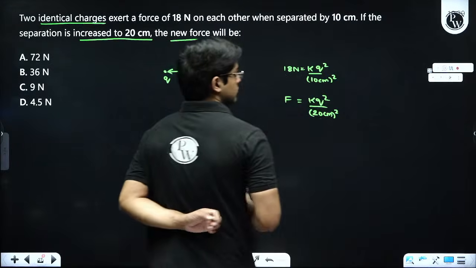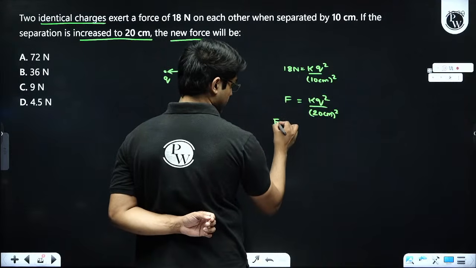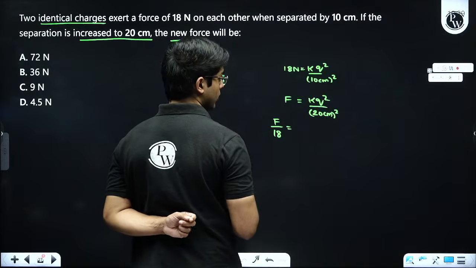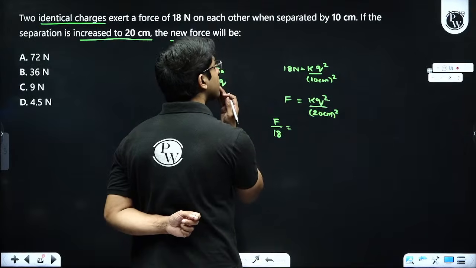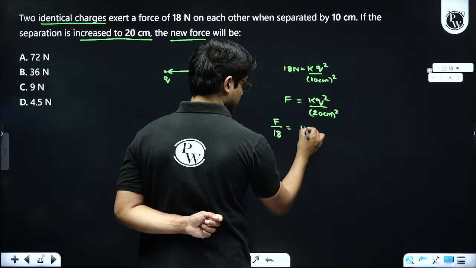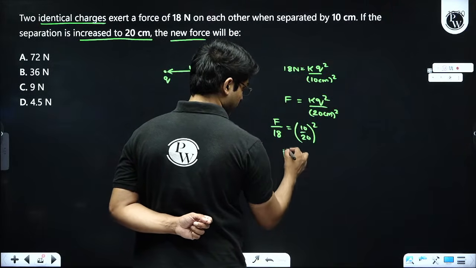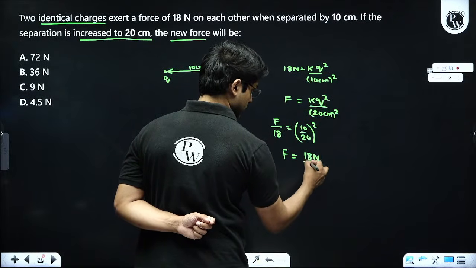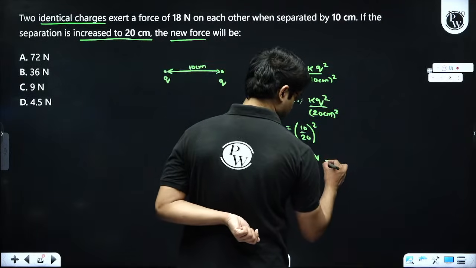Okay. So now it's straightforward. You just divide these two. So F divided by 18 will be, these two cancel out, it will be 10 by 20, right? 10 by 20 the whole square. So this F will be 1 by 4, sorry, 18 by 4. So this is 9 by 2, 4.5 Newton.